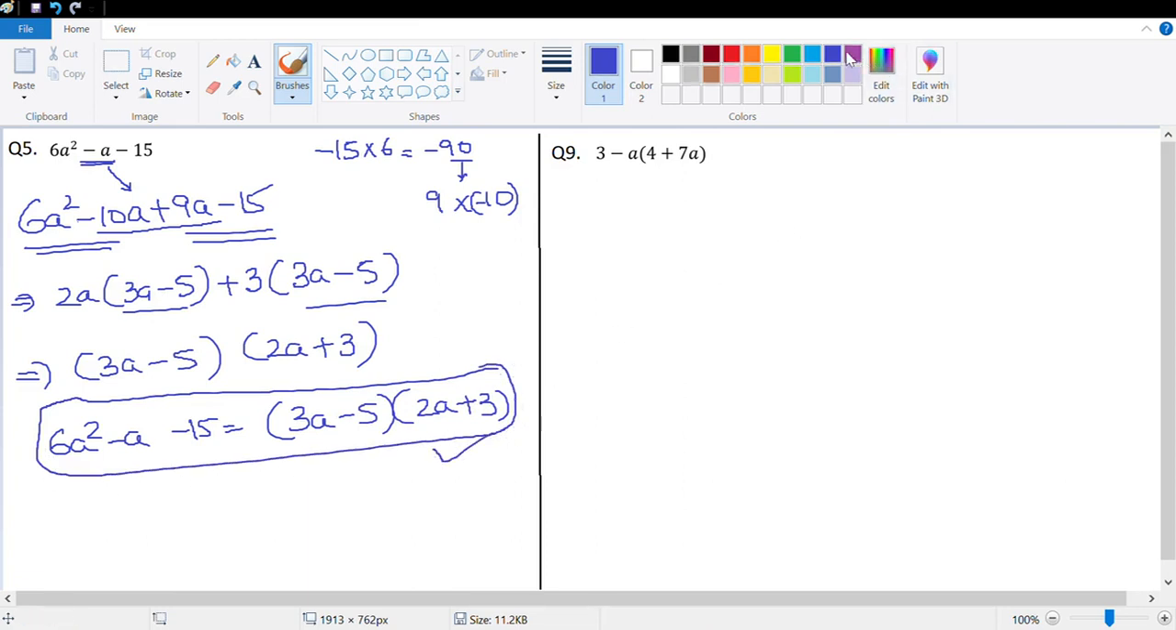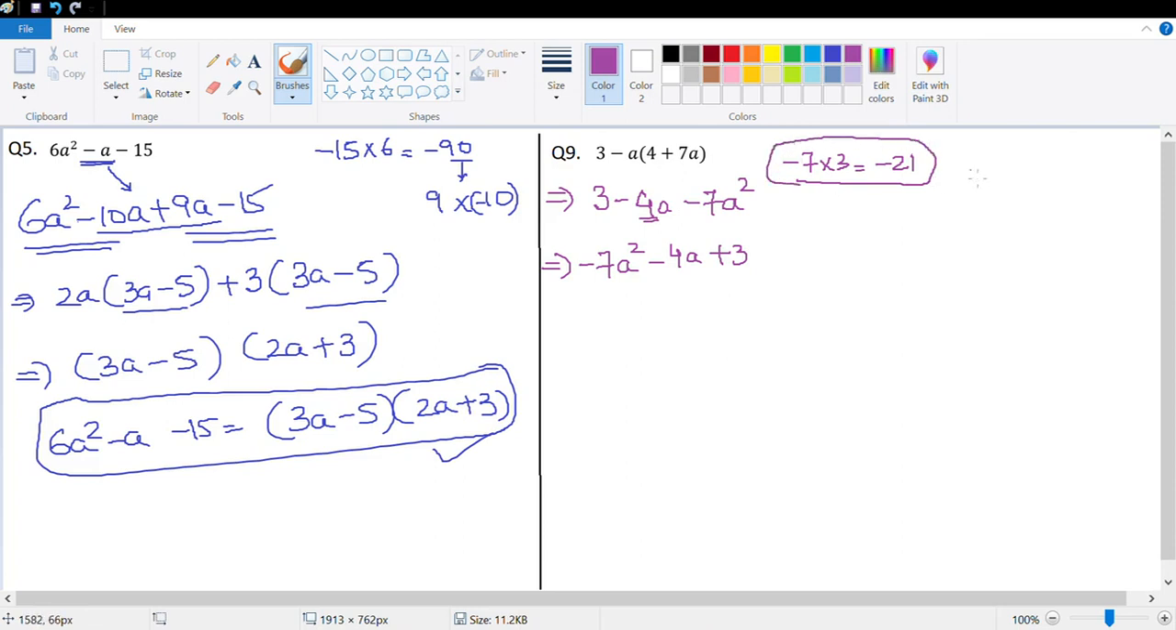Perfect. That brings me to the next question, which is question number 9. Question number 9 says 3 minus a times 4 plus 7a. Let's open the bracket. So this is 3 minus 4a minus 7a square. Again, let's write it in the standard form, reducing power. So this is negative 7a square minus 4a plus 3. I need to find factors of negative 7 into 3, which is negative 21, the sum of which should be negative 4. I think this is already in that form, negative 7 into 3. So let's group it and write it.